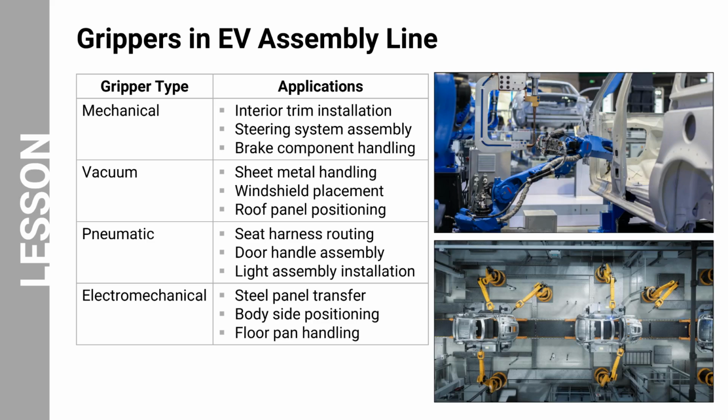Electromechanical grippers, using magnetic forces, are specifically designed for handling steel components. They're used for transferring bulk steel panels, positioning body sides, and handling floor pans. These grippers can quickly grab and release metal parts without physical contact.